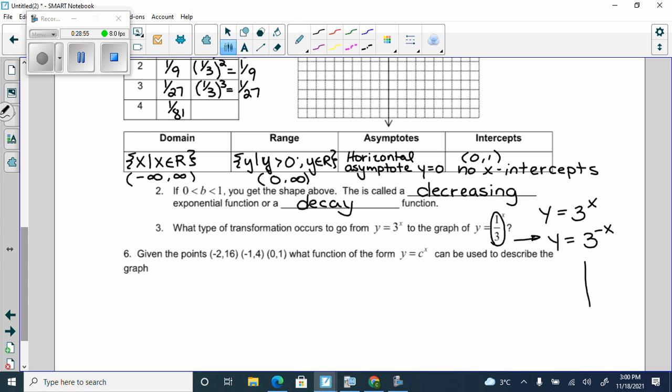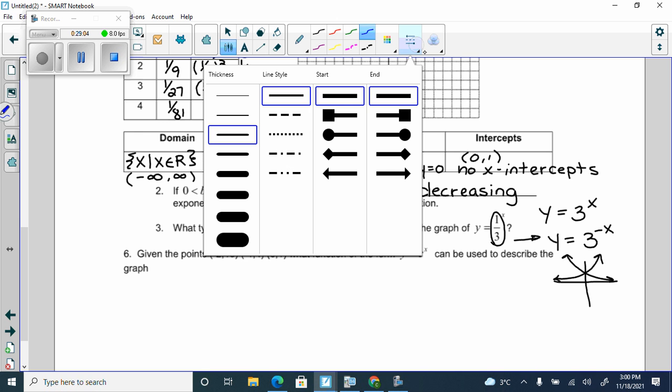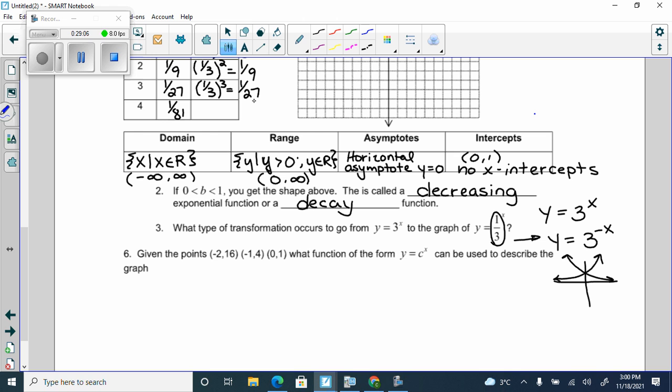One of them was doing this. 3 to the x does this. 3 to the negative x does this. What axis am I reflecting on here, people? The y. Aren't I? Just because of the rule of a fraction. If you have a fraction, you can write it to a negative 1. The negative's with the x, which means there's a reflection in the y. Okay?